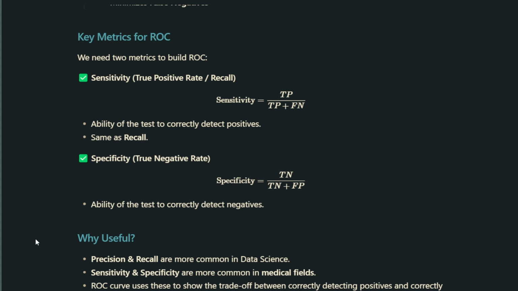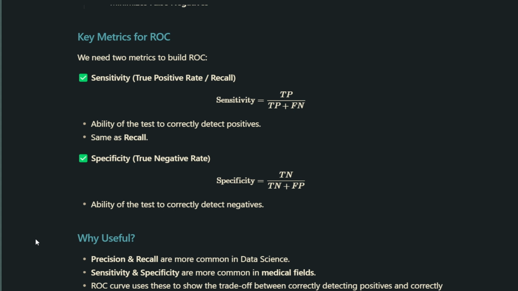The second metric is specificity, also called the true negative rate. It is defined as TN by TN plus FP. This measures how good the model is at correctly identifying the negative cases. So if something is actually negative, how often does the model classify it correctly as negative?